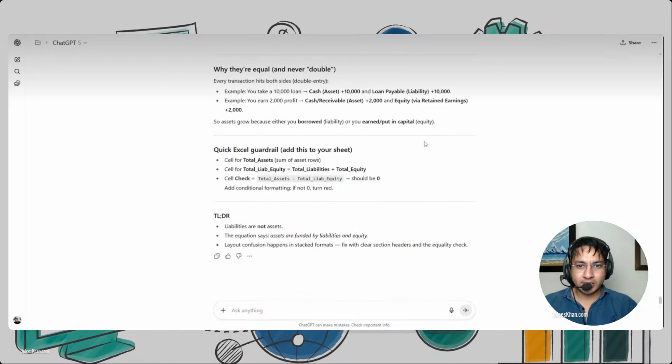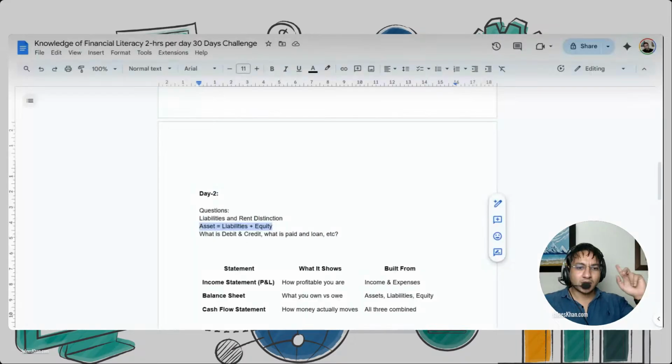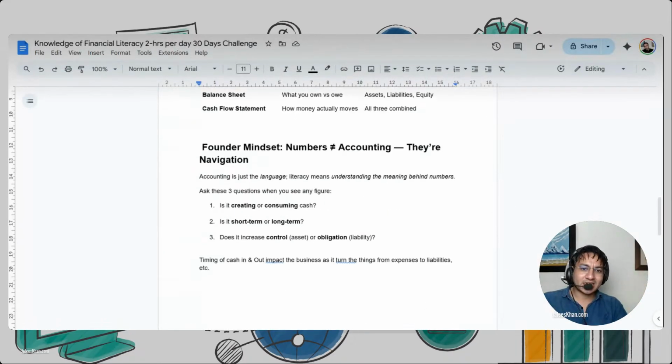Earned, put in capital. Quick Excel guardrail: cell for total assets. Check that the difference in totals should be zero, using conditional formatting. Liability is not assets. The equation says assets are funded by liabilities and equity. The layout was confusing, but it takes format fixed with clarity. And yeah, you are smart enough now. You just cleared this thing for me.